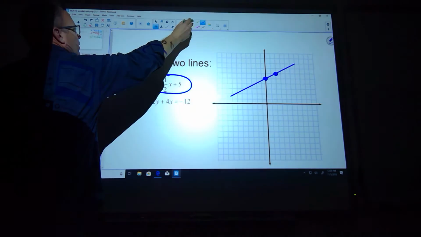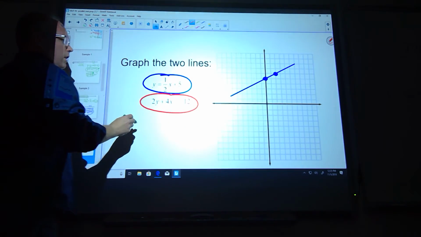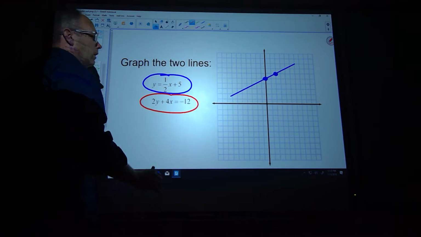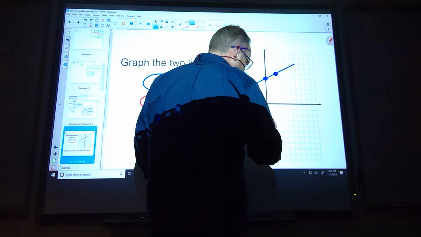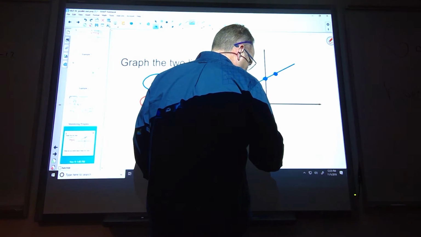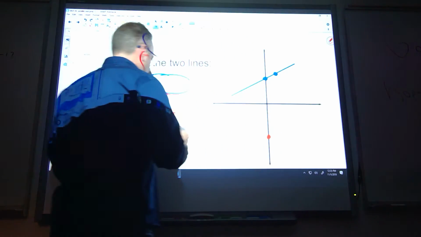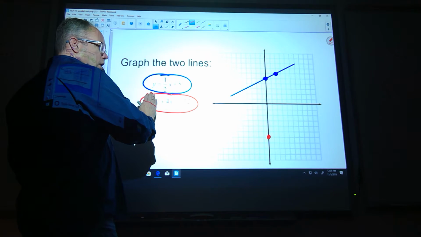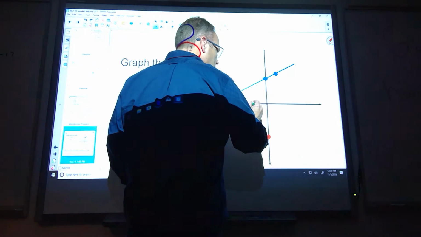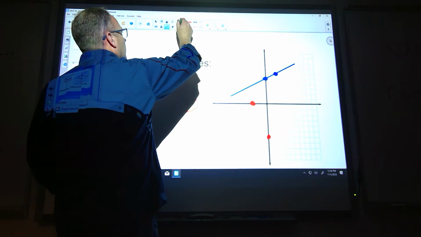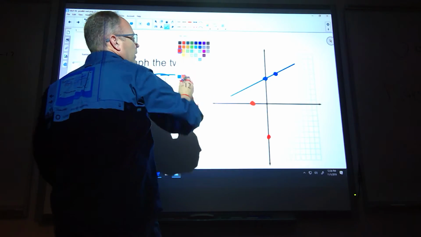All right, the second equation looks like we can still do our cover method. So what's x equal to? Negative 6. 1, 2, 3, 4, 5, 6. I like it. And then my y value is? Negative 3. Yes.